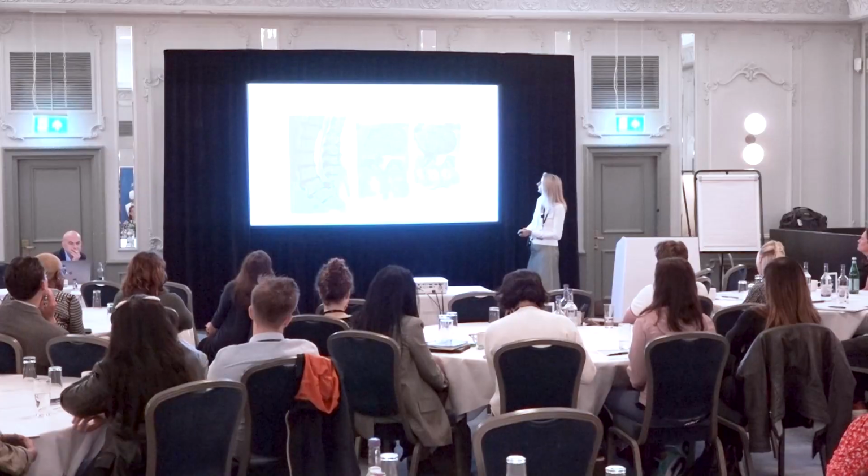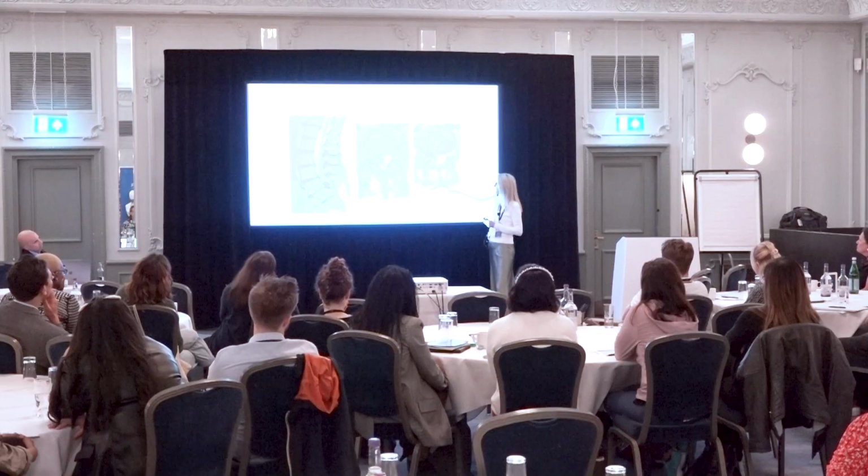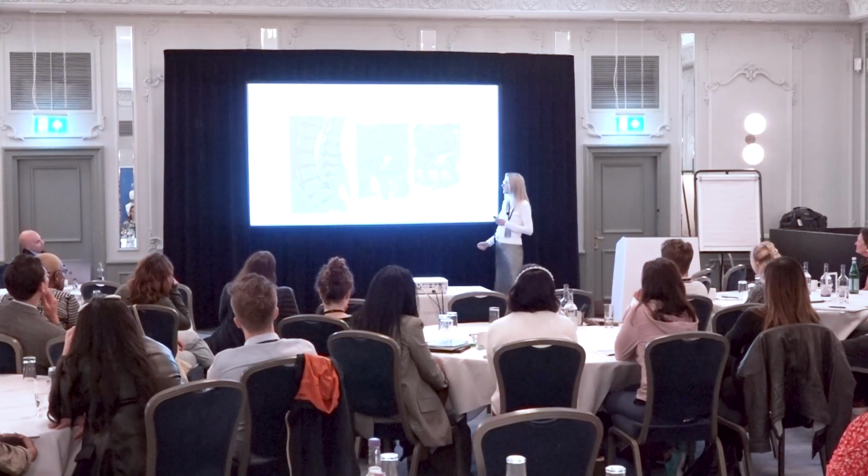So this is someone who presents with right S1 symptoms, and I'm just showing you a large extrusion coming in the subarticular zone, and you can see very marked compression of the nerve root on the right as it comes out of the dura. There's also compression of the theca, but as you can see, there's quite a lot of CSF signal.